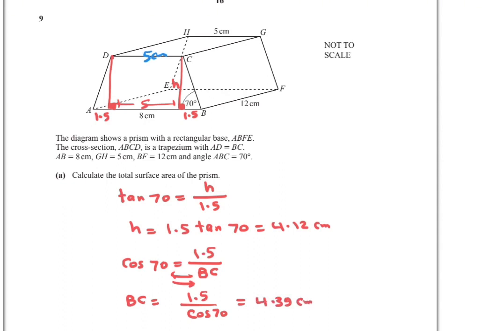Now we can find the area of trapezium. Area of trapezium equals half base 1, which is 8, plus base 2, which is 5, times the height, which is 4.12, equals 26.8 centimeter square.